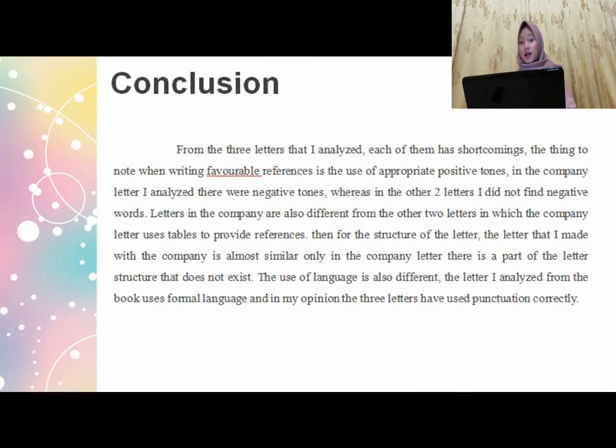The letter I analyzed from the book uses formal language, and in my opinion, the three letters have used punctuation correctly. Okay, that's all my presentation.